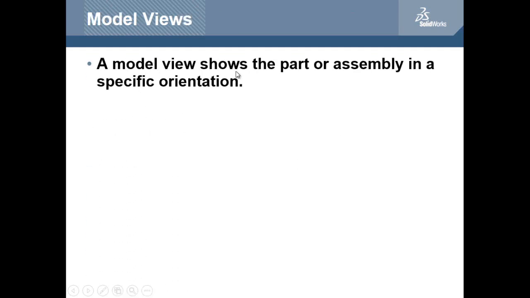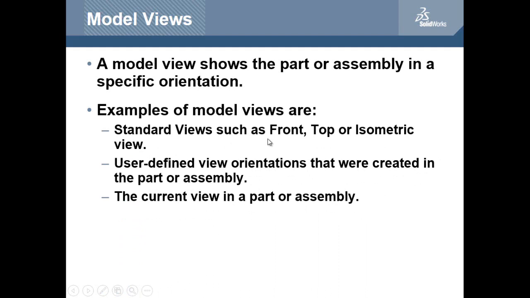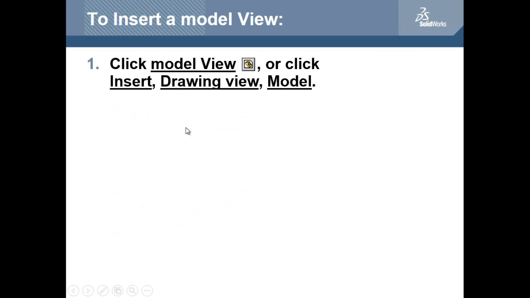A model view shows the part or assembly in a specific orientation. Examples of model views are standard views such as front, top, or isometric, user-defined views, orientations that were created in the part or assembly, the current view in the part or assembly. Click Model View or click Insert Drawing View Model.